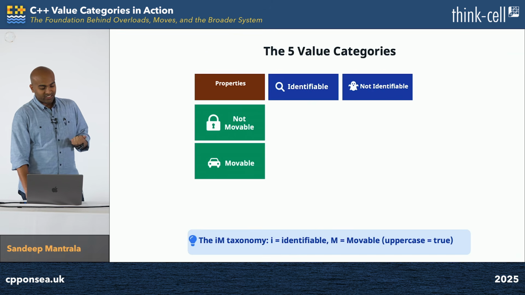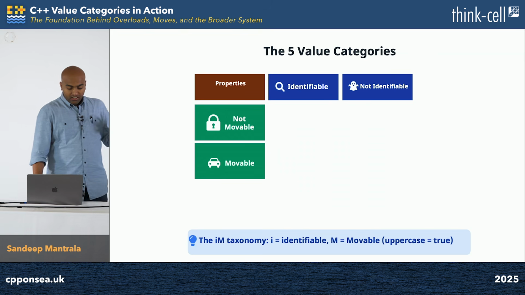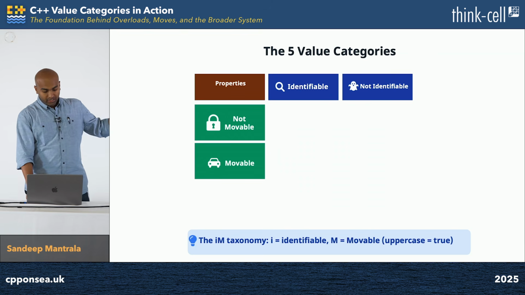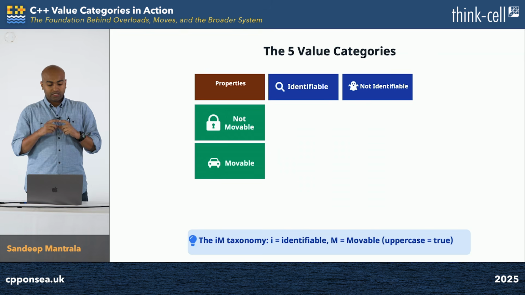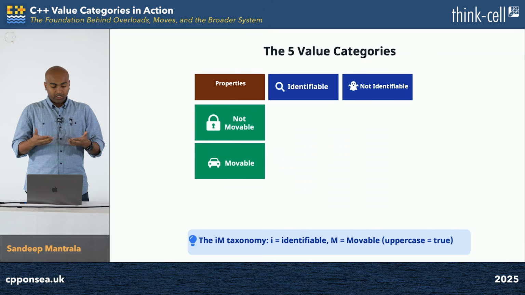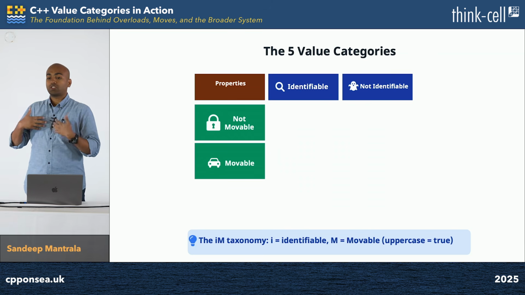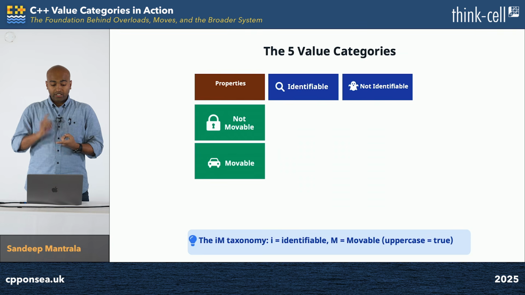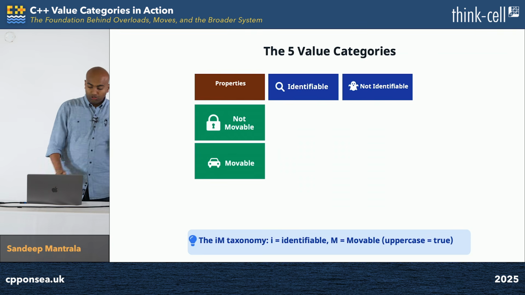So how is that? I just listed down the possibilities here. When you write an expression, how do you want to communicate about the nature of the result? How does the result behave? Whether it is identifiable or not identifiable, whether it is movable or not movable.